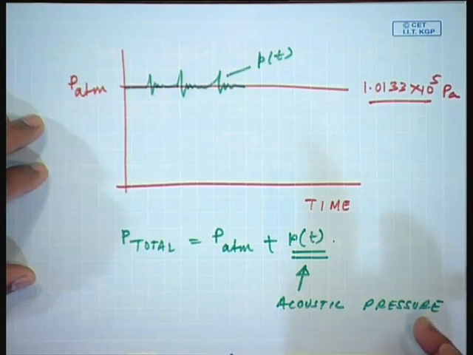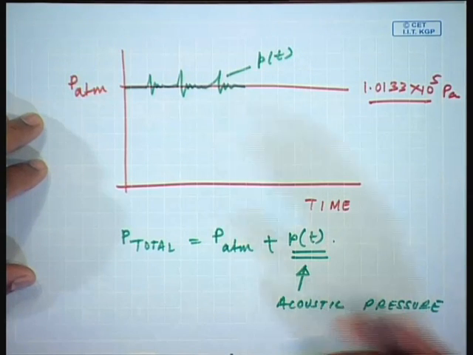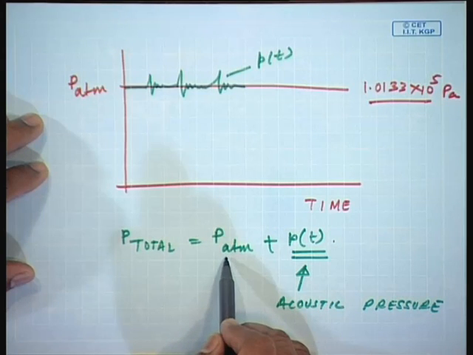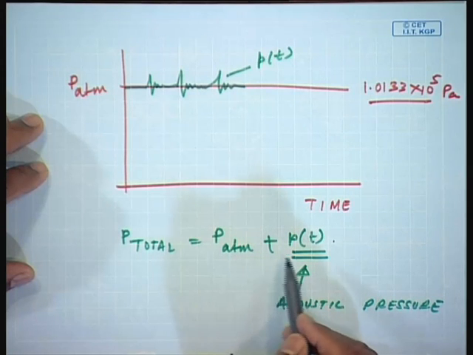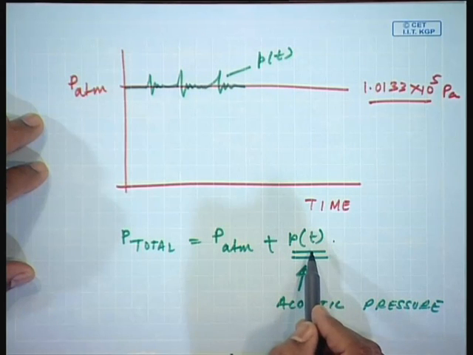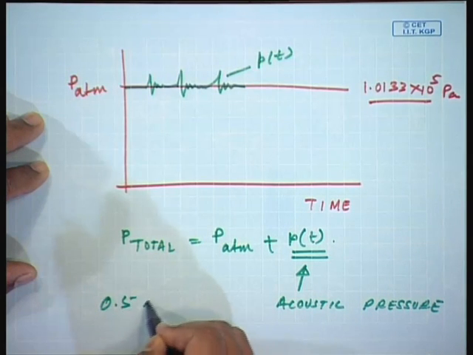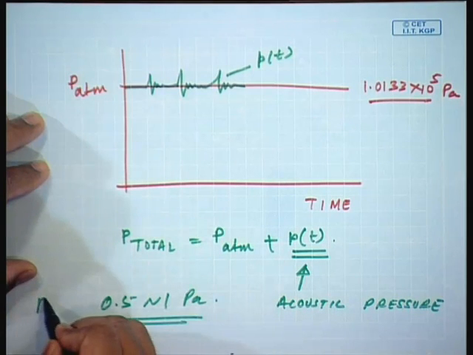In fact, I will just give you a value here. Right now in this room when I am speaking, the atmospheric pressure is 1.0133 x 10^5 pascal, which is incident on your eardrum. And because of my voice, you may be experiencing on the order of about 0.5 to 1 pascal. This could be your value of p(t).